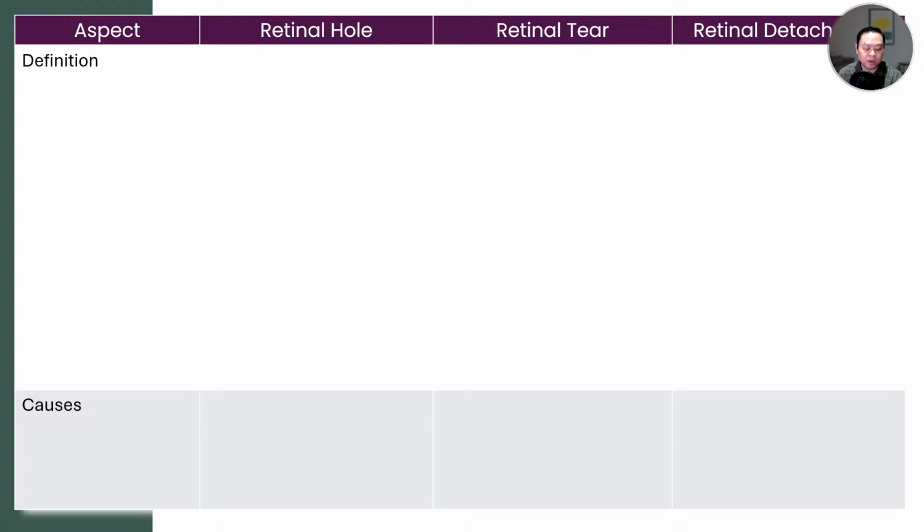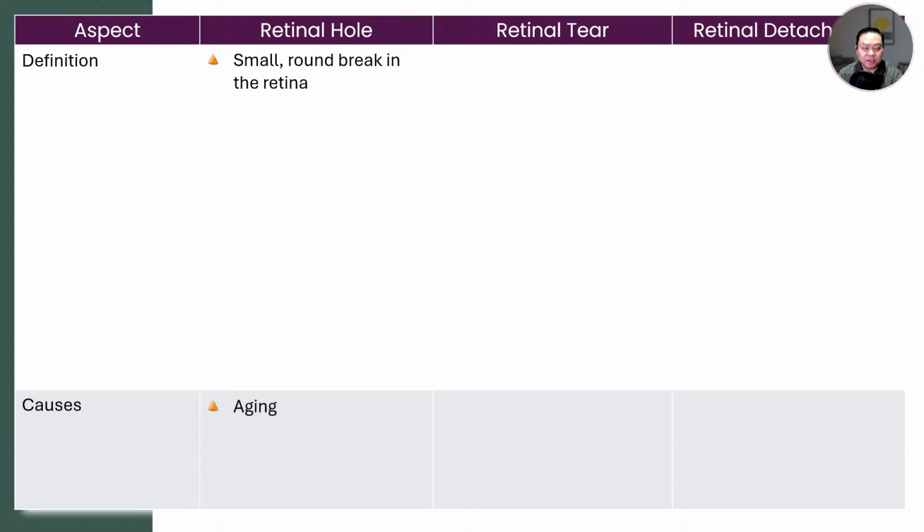So if we are going to talk about the retinal hole, this is basically like a break inside or in the retina. And this is somewhat like a light sensitive layer of a tissue at the back of the eye, and these holes can actually create a gap in the retina, and this can also affect their vision.